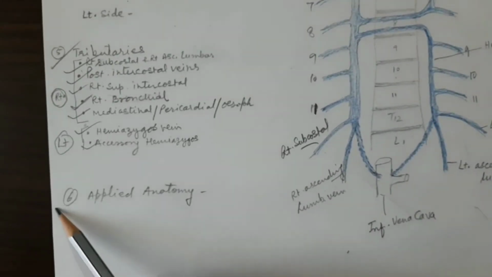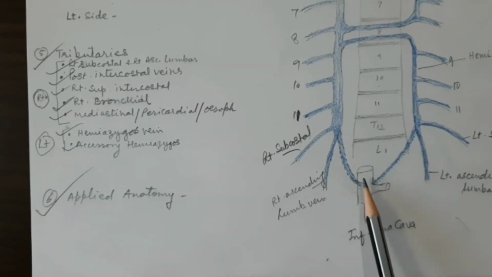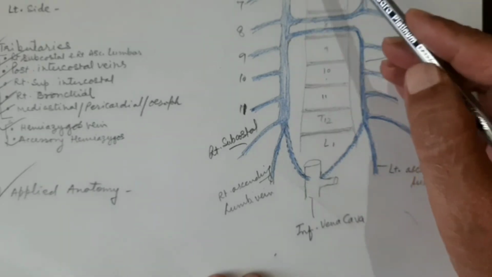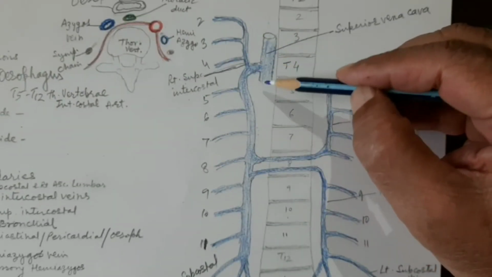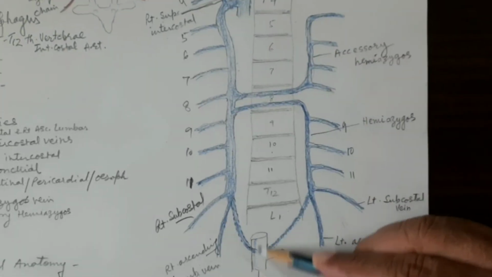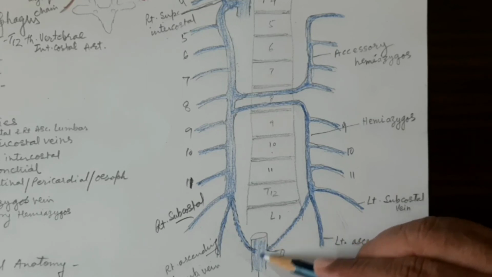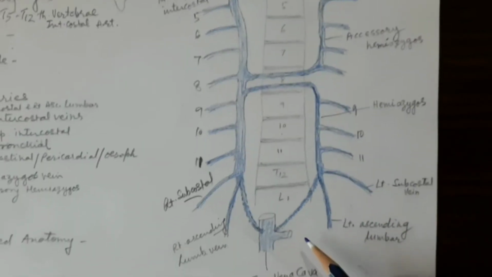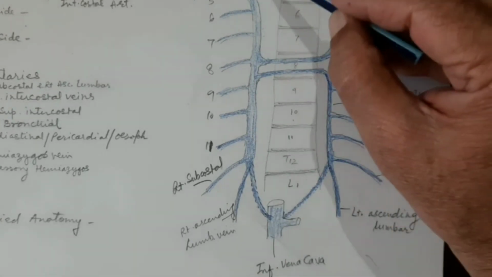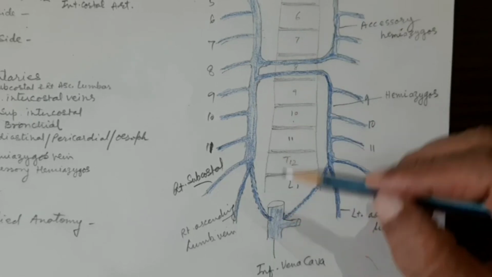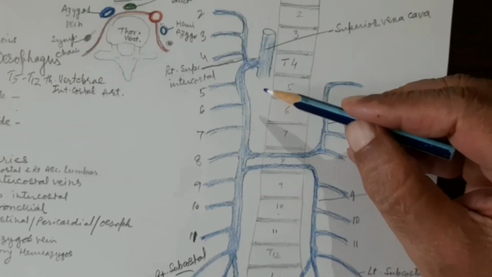Lastly, we come to the applied anatomy, and the only important point is that there is a communication between the superior vena cava on the top, at the level of T4, and the inferior vena cava in the upper abdomen at the level of the renal vein. So there is a communication between the superior and inferior vena cava. Both will drain the blood into the right atrium of the heart.